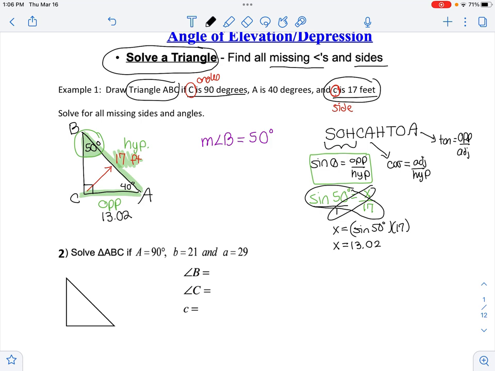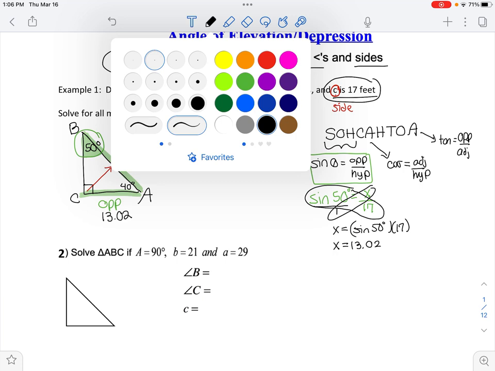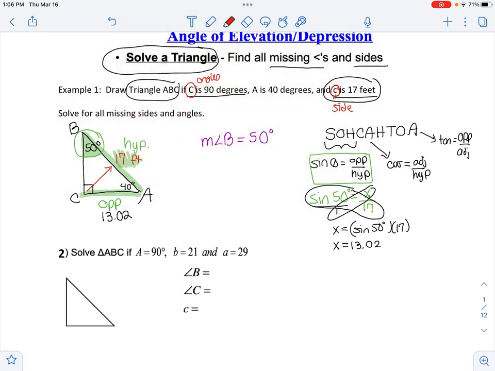Now, because that side is rounded, we really do not want to use it to find anything new because it's not an exact answer, it was an estimate. So we're going to start over to find my next missing side. This time I'm looking for this side, and I can choose either the same angle or a different angle. Let's say I pick the same angle, the 50 degrees, and I am still going to use the side I was given, the 17 feet.